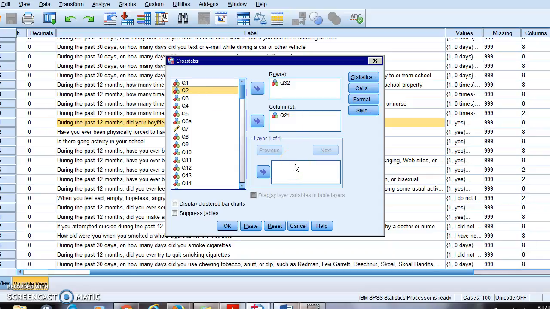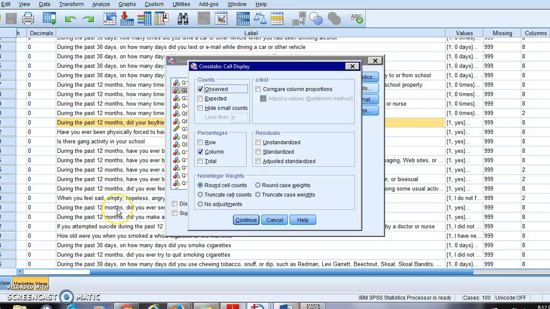Since my questions were already here, to get them over here, you just use the arrows. Like we imported question 32 from this side to that side. And if you want something to go back, you just use the arrows again. So now we're going to go to our cells. And here under percentages, we're going to select column. I had it selected already, but I'm going to just highlight it again for you.